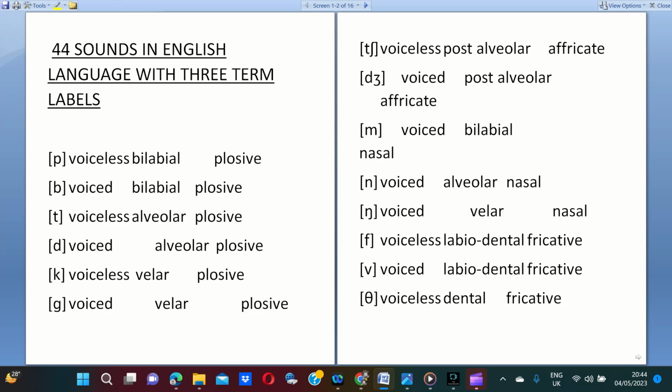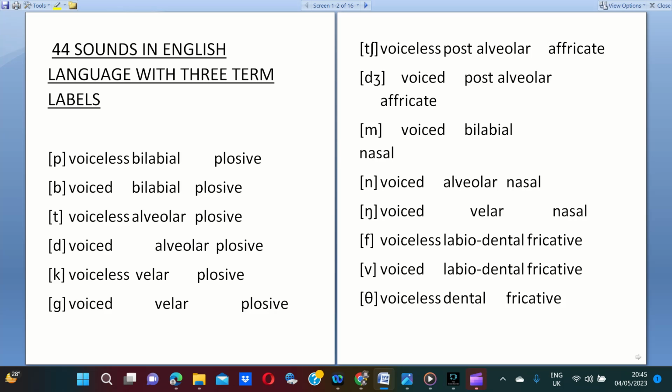Plosive we know. These sounds are all plosives. Next here, affricates. There are two affricates in the English language. First one, ch. This is a voiceless sound. I hope you can sense whether it is voiceless or voiced. By the sound, you can understand that this is voiceless. Here, the middle part of the tongue touches the post-alveolar region. Just after the alveolar ridge, there is a surface called the post-alveolar region. The middle part of the tongue touches the post-alveolar region to produce this sound.